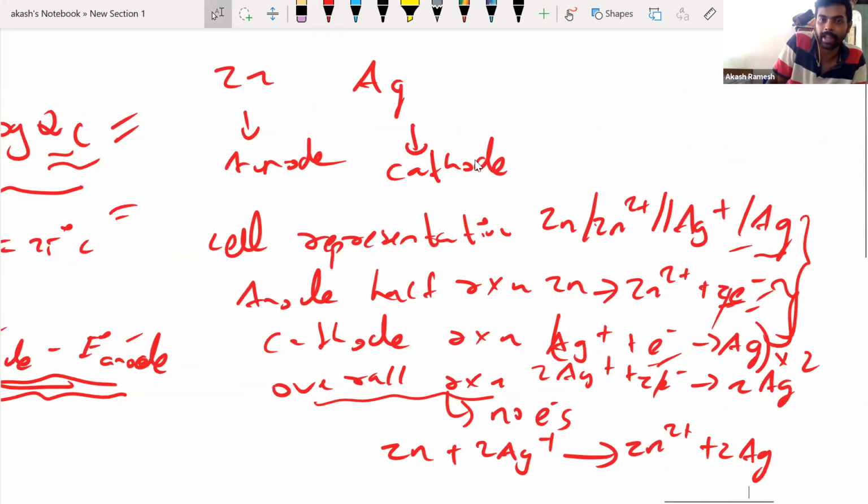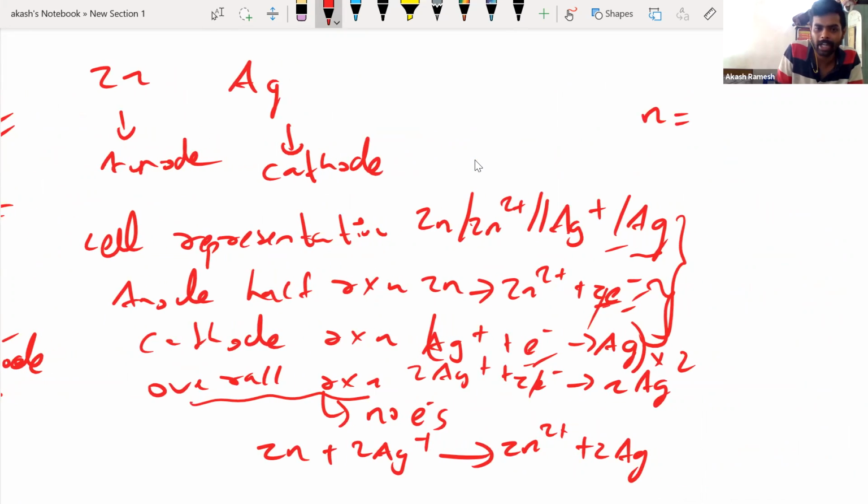After multiplying, for example, if I speak about the N value here, in the first case I had 1 electron. In this case, I have 2 electrons. When you multiply by something and cancel, whatever the number of electrons getting cancelled, say 2 electrons or 3 electrons, that is the N value. In this case it is 2. So 2 electrons lost and 2 electrons gained. The N value will be 2, not 4. You should not write it as 4. The N value here is 2.